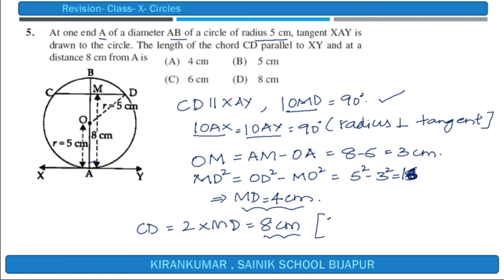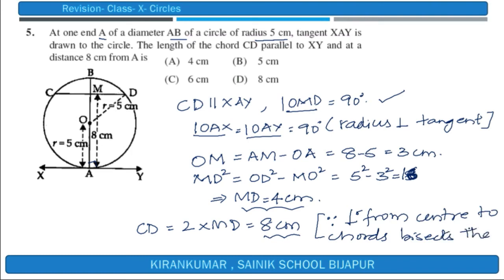The reason is the perpendicular from the center to the chord bisects the chord. So the length of CD will be equal to 2 times MD. So the right answer is option D, 8 centimeters.